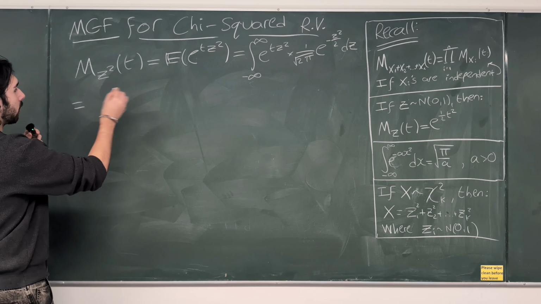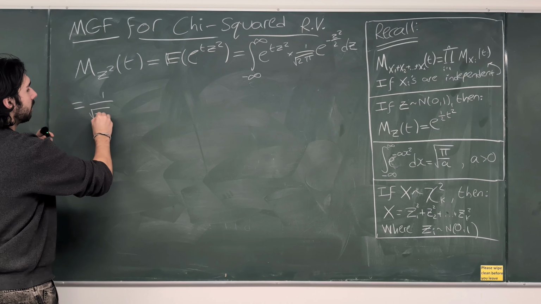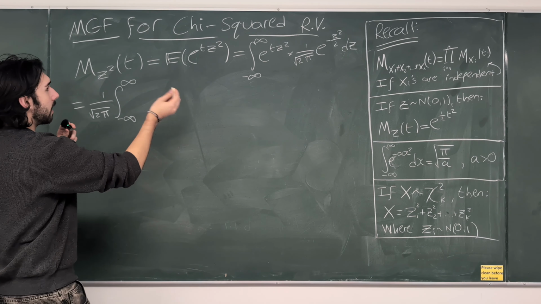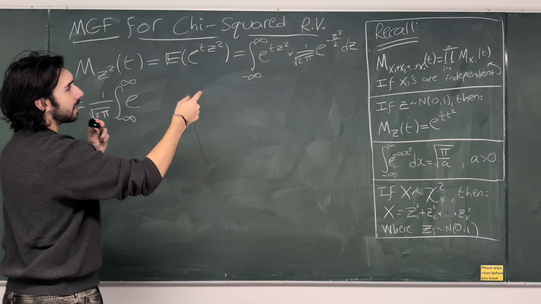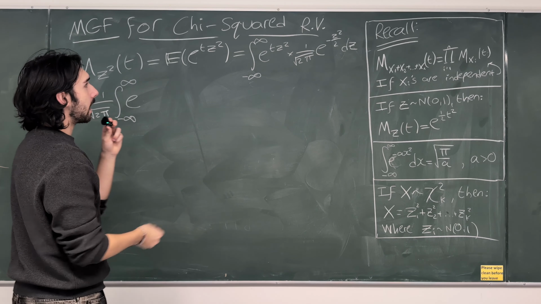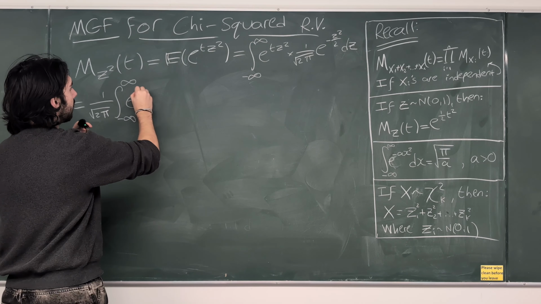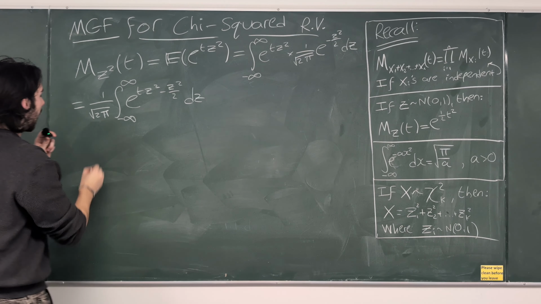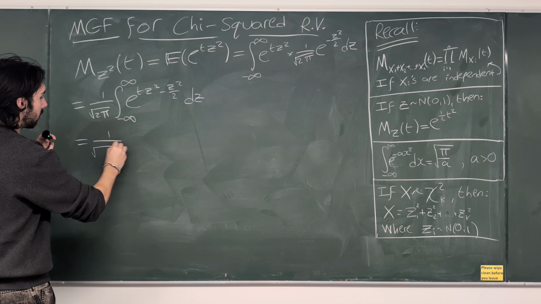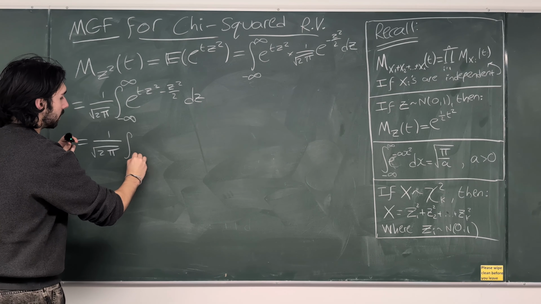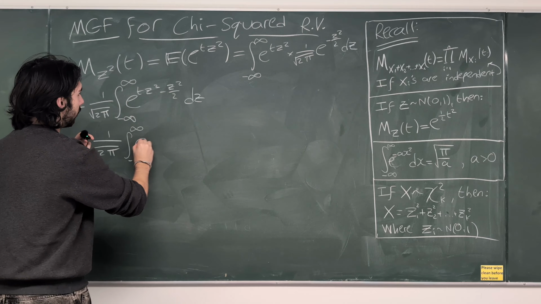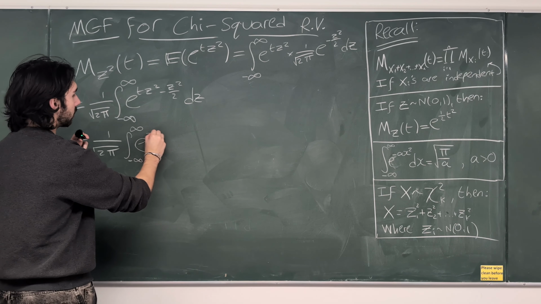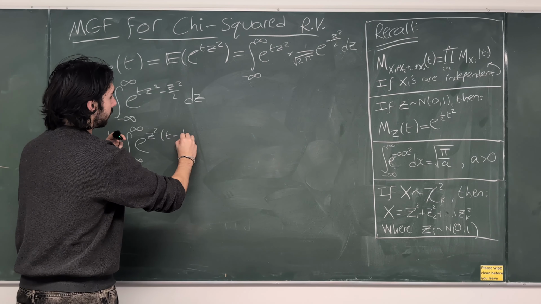Let's slightly simplify this integral. So let's rewrite the 1 over root 2 pi on the outside. Okay, and then we've got the integral from minus infinity to infinity. And then what I can do here is I've got e to the tZ squared times e to the minus Z squared over 2. That's e to the tZ squared minus Z squared over 2 dz. And I can rewrite this as 1 over the square root of 2 pi, integral from minus infinity to infinity of e to the power of, and then let's factor a Z squared out. So Z squared, and then I've got t minus a half here, dz.